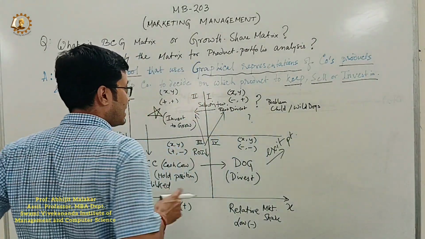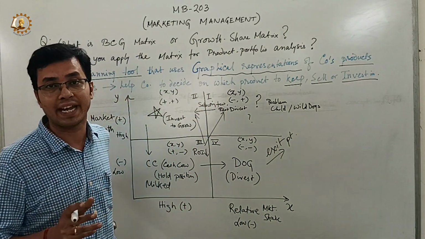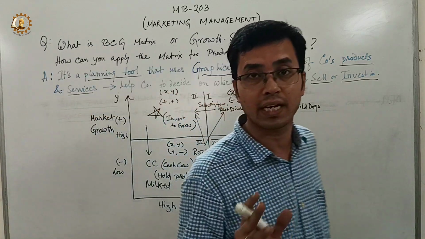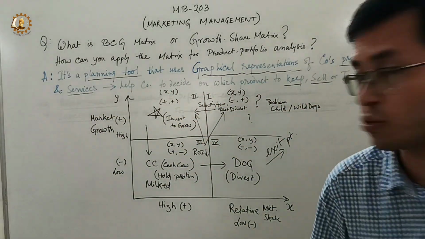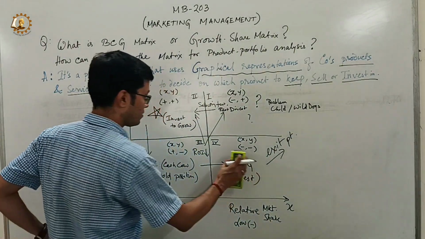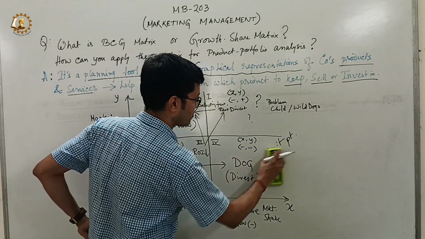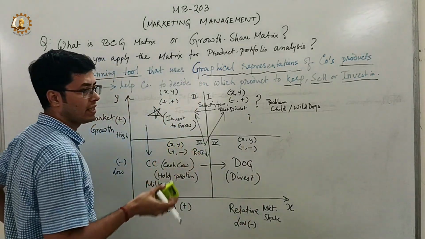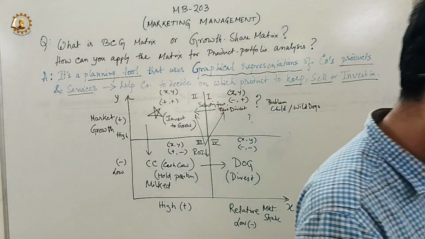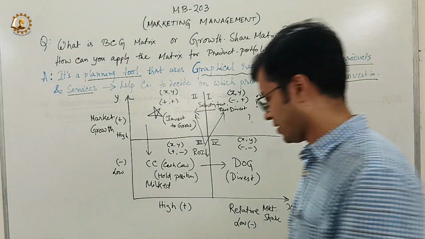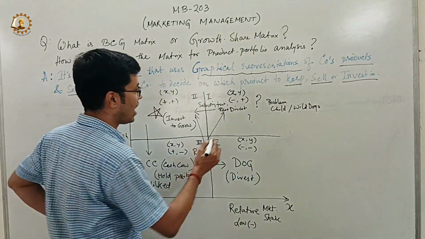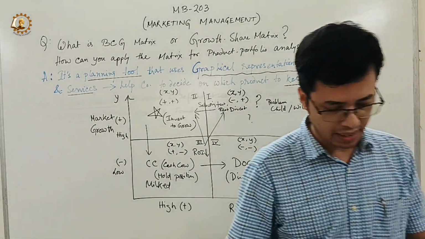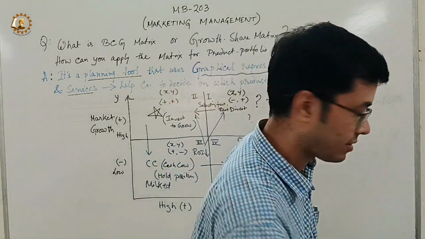Now there is a classical example of ITC Limited on this BCG matrix. We will try to plot some of the products of ITC so that the concept is very clear to all the students. If you take some of the products of ITC, for example the FMCG goods of ITC, I'll take another color of marker so that it is easy for you to understand.